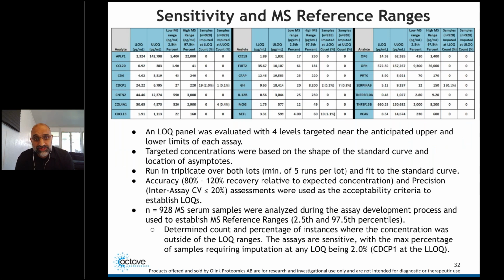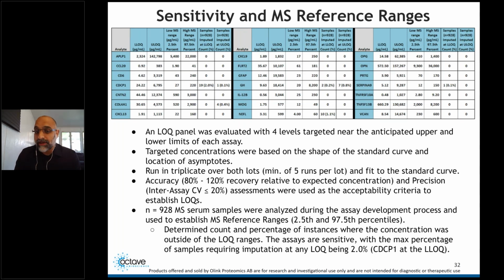I wanted to highlight some of the results we did to characterize sensitivity. So we manufactured a limit of quantitation panel that was evaluated, and this panel included 4 levels each near the upper anticipated and lower anticipated limits of each assay. And the way we targeted those anticipated limits was based on the shape of the standard curve and the location of the asymptotes.